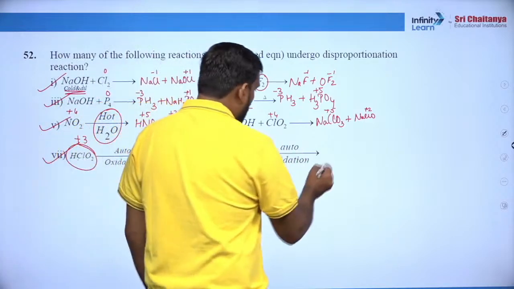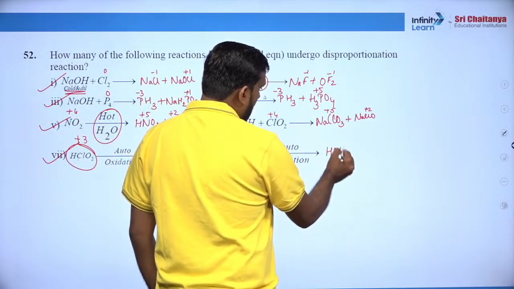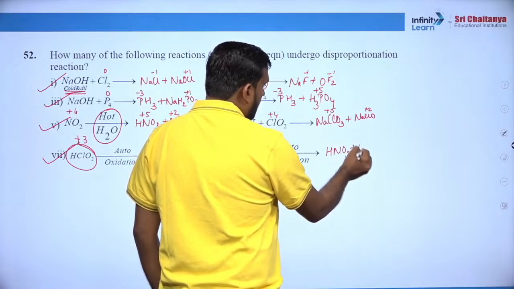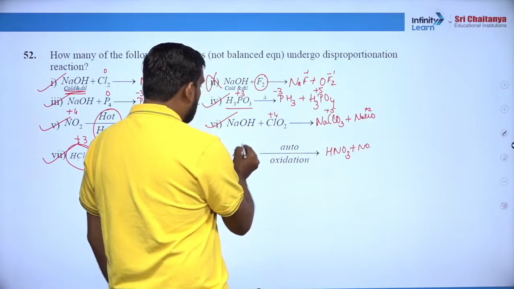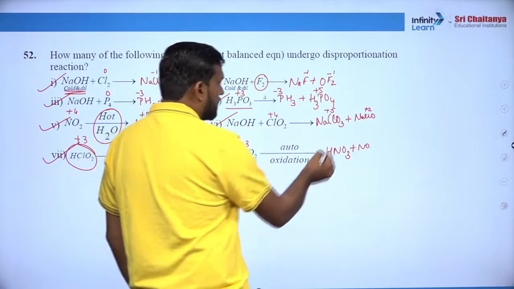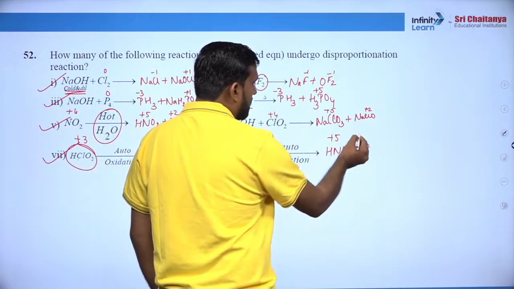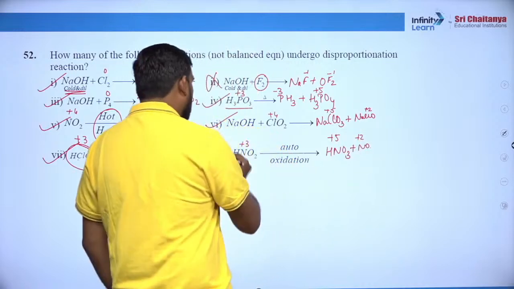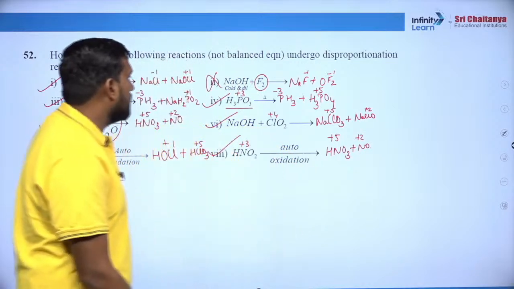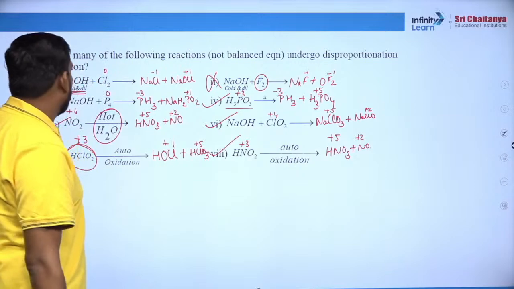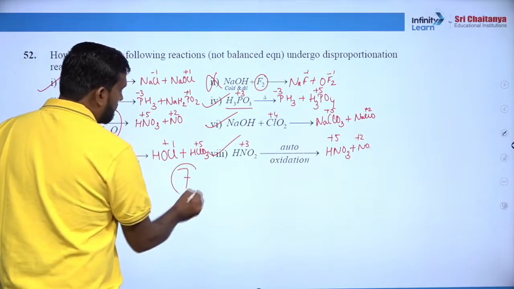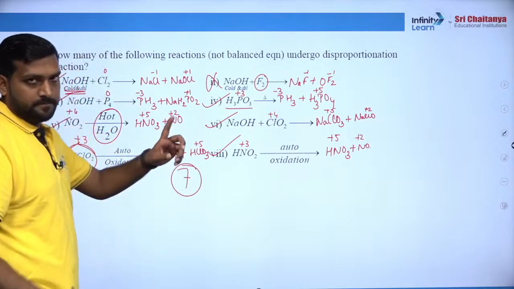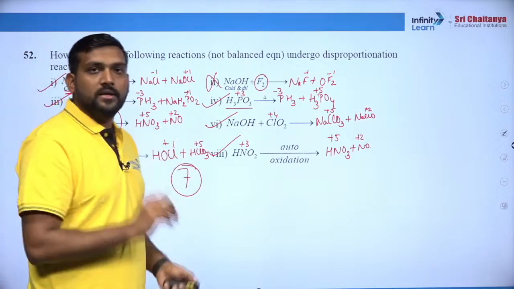HNO2 undergoes auto oxidation. It basically produces HNO3 along with NO, okay. So here also it is present in +3 oxidation state, it goes to +5 oxidation state and +2. So oxidation and reduction both are taking place. So this is also disproportionation. So 7 of the reactions are undergoing the disproportionation reaction. Now the trick which I have told you, I will give you that, okay.